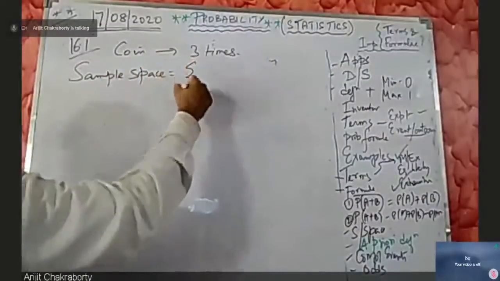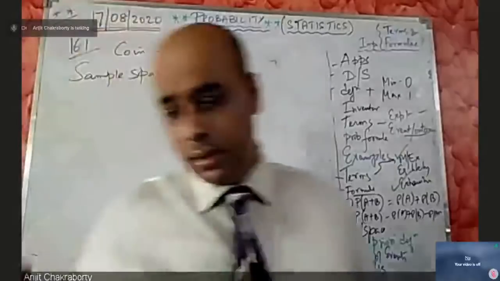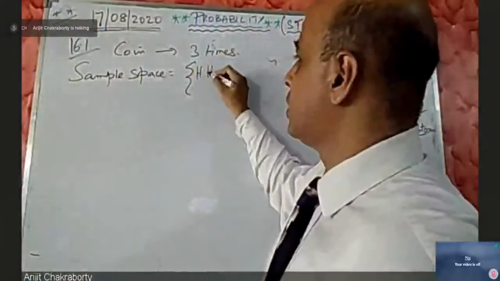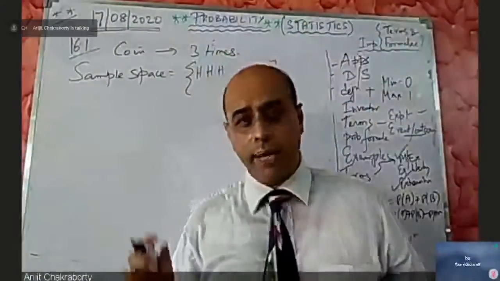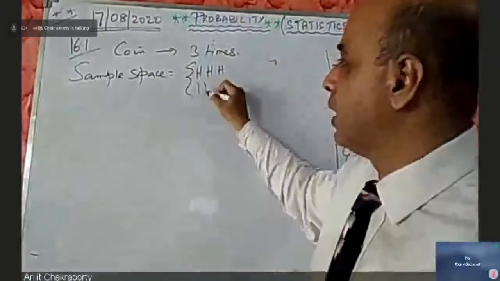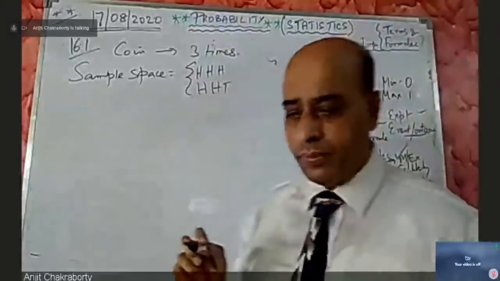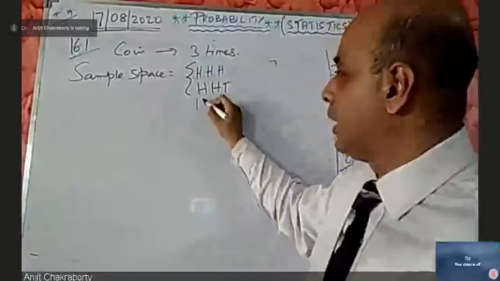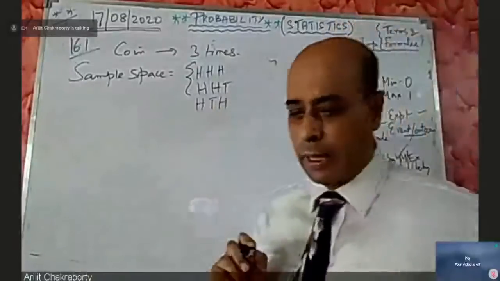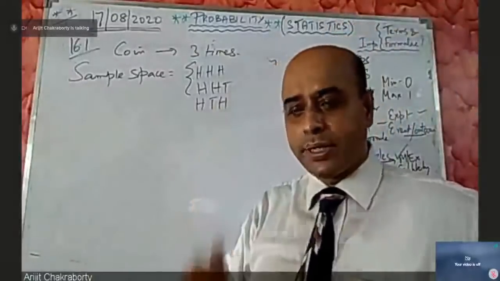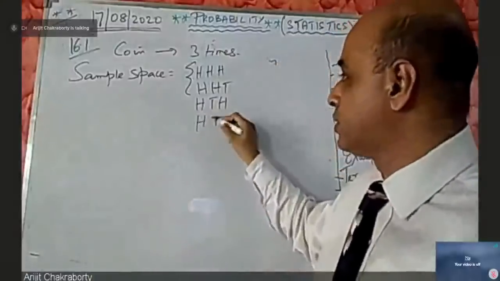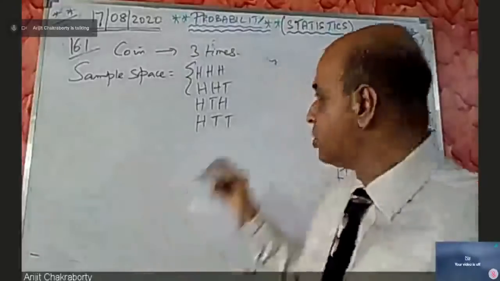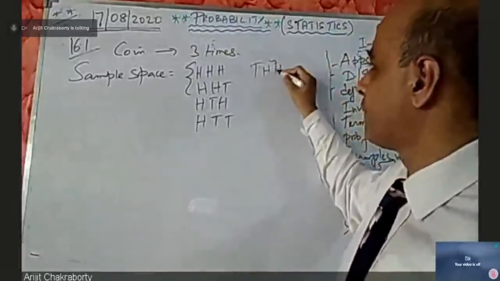Okay. It can be head, head, head, H, H, H. It can be head, head, tail, H, H, T. It can be head, tail, head, H, T, H. It can be head, tail, tail, H, T, T. T, H, H.